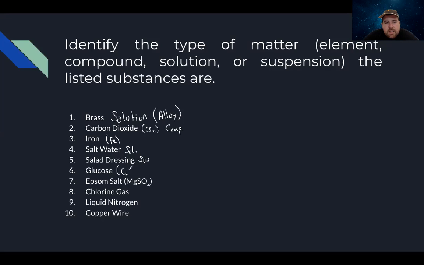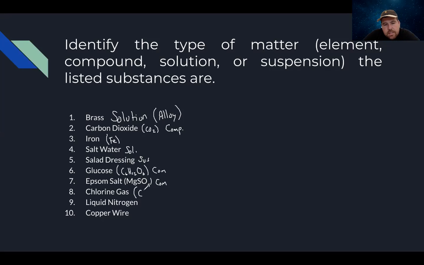Glucose, we have C6H12O6. This is going to be a compound. Epsom salt is MgSO4. This is going to also be a compound. These are more than one type of atom bonded together.